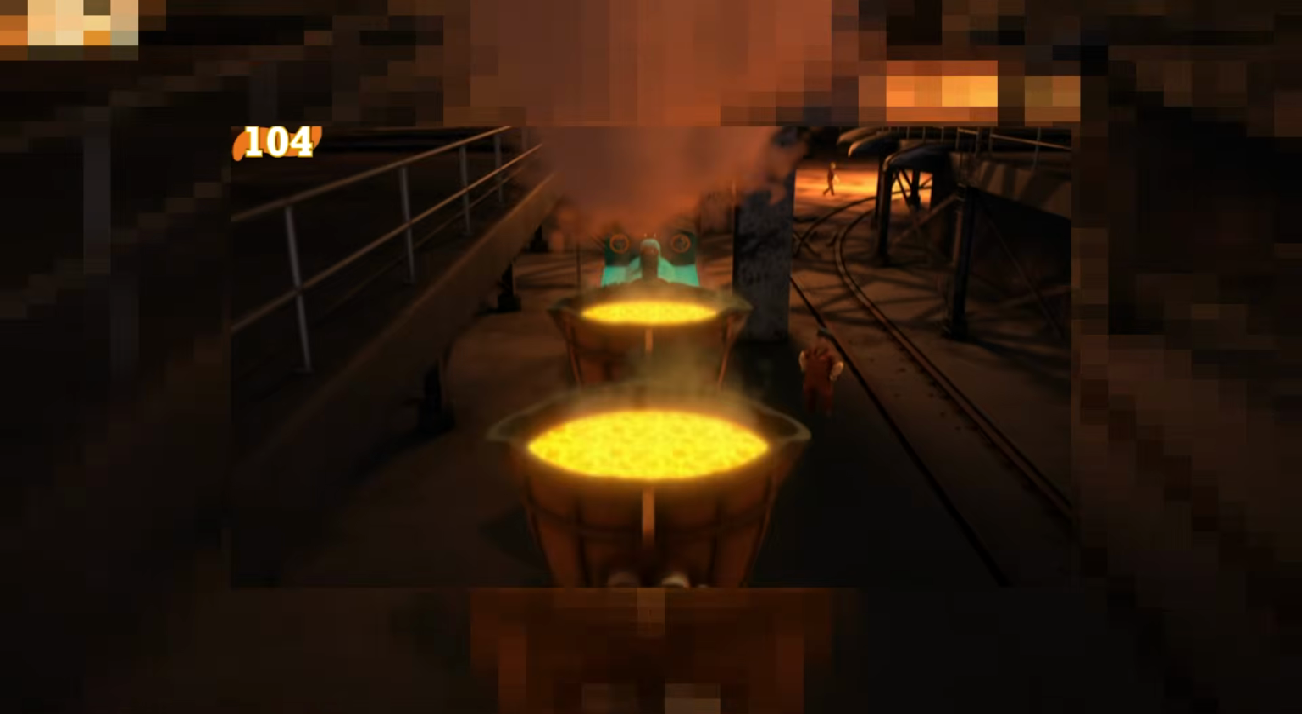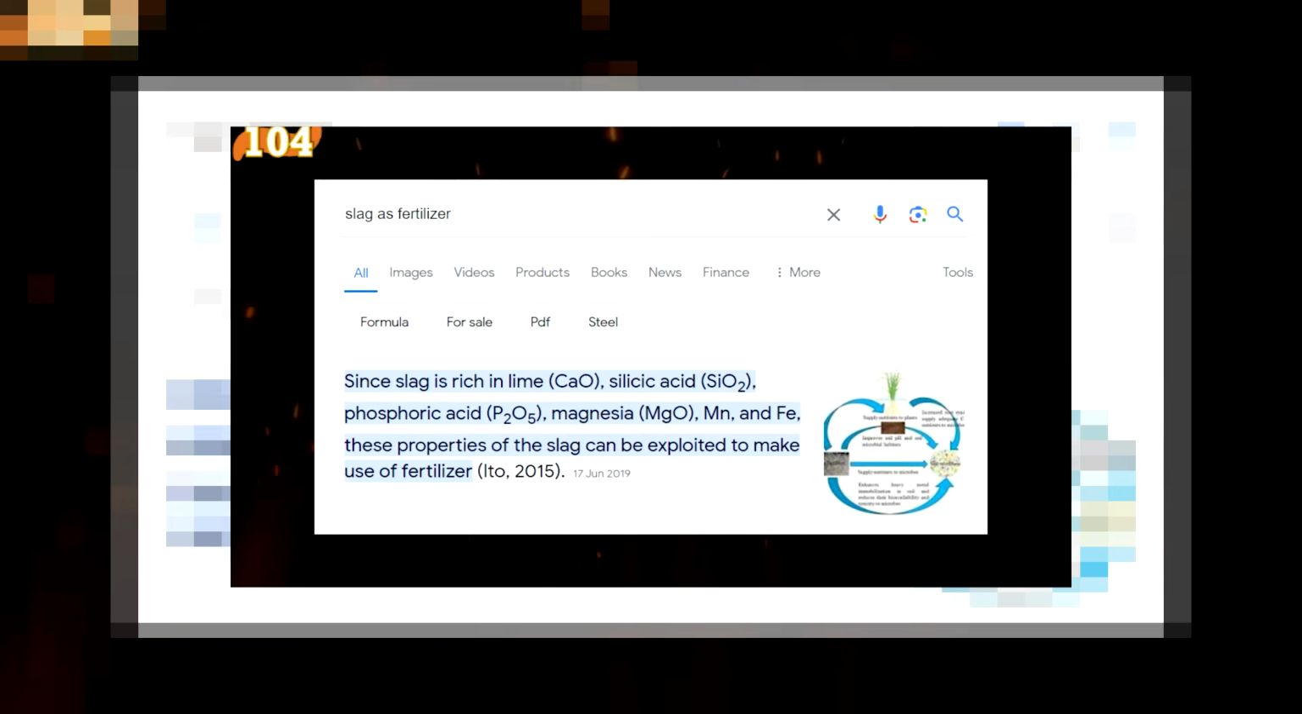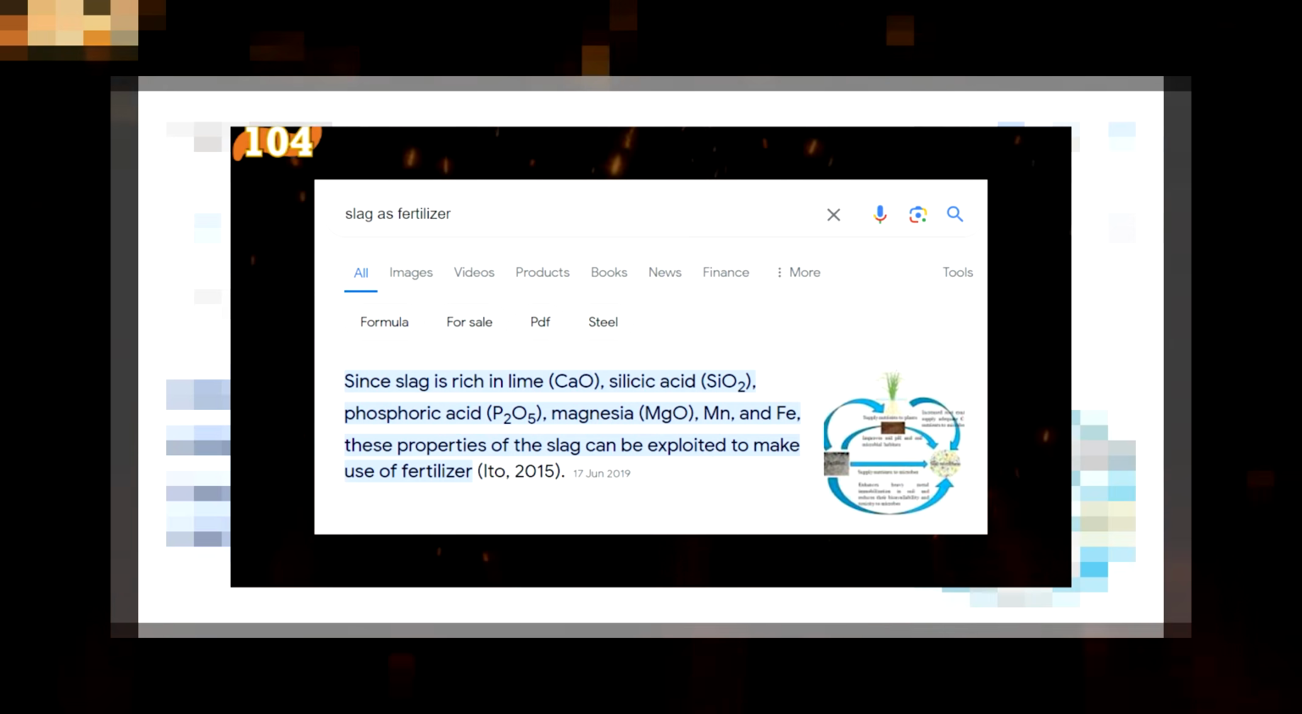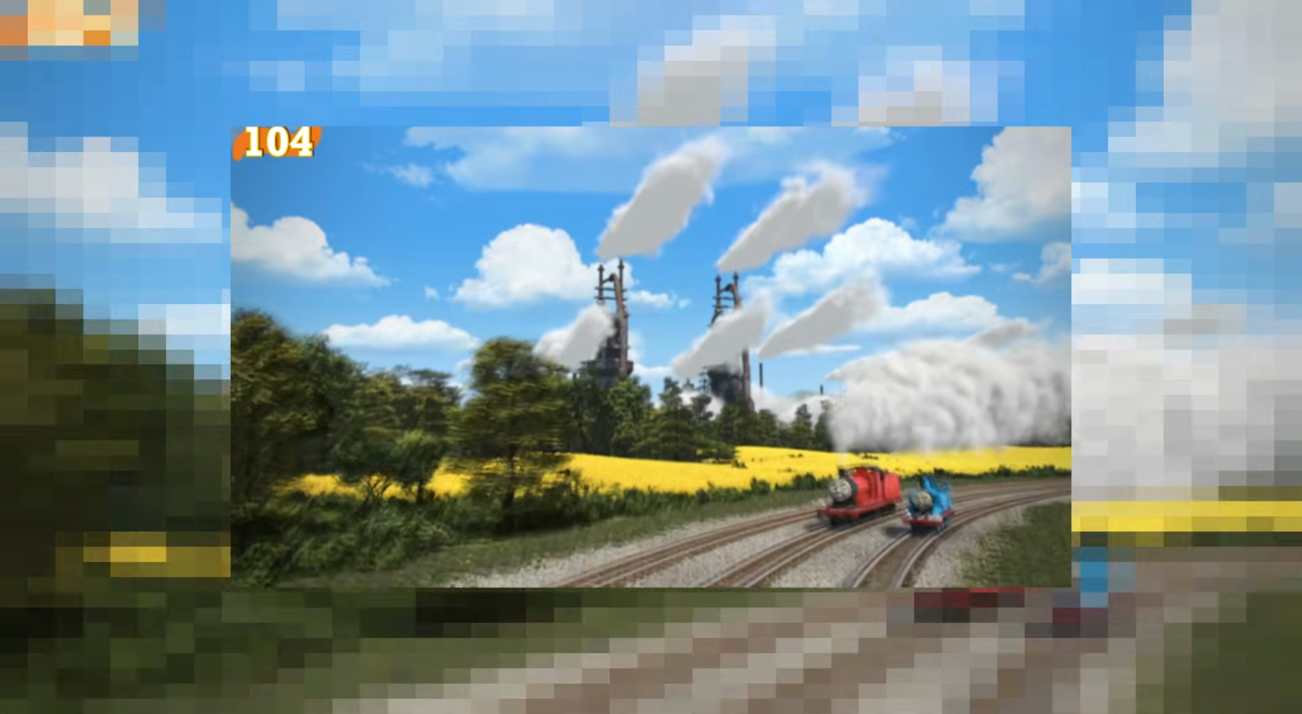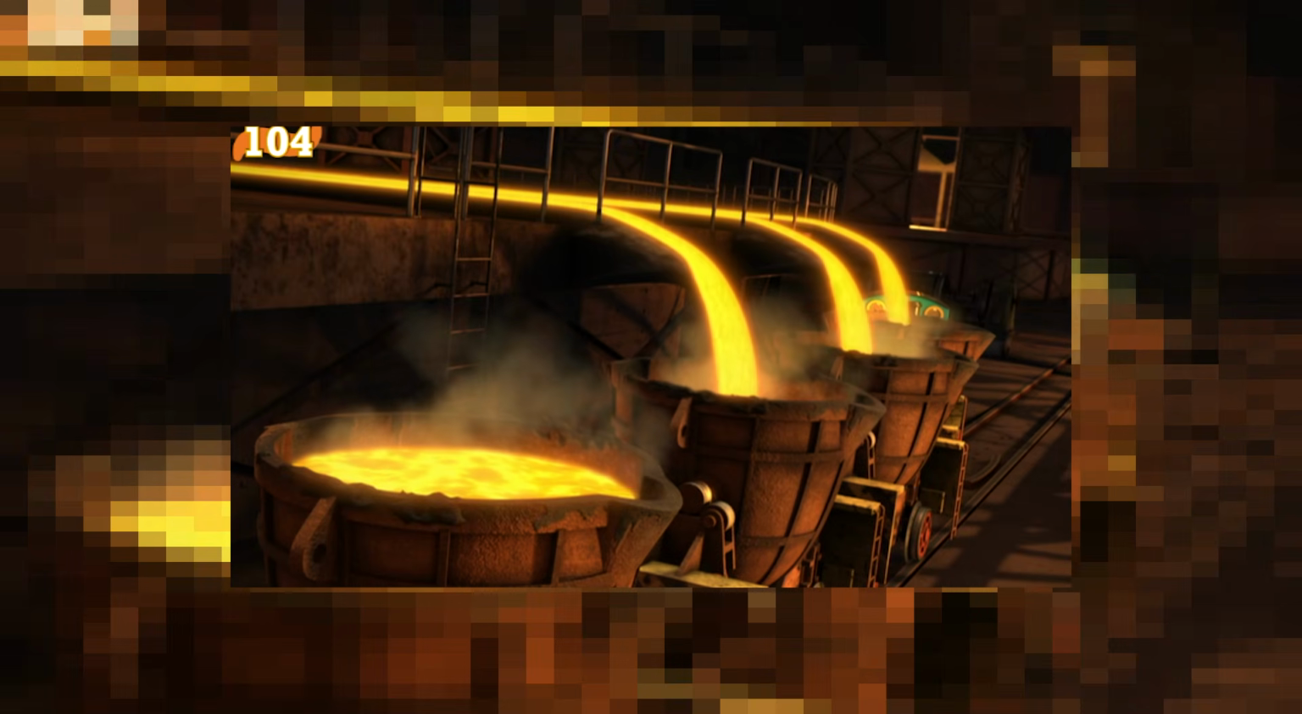The slag, meanwhile, is poured into ladle trucks to be dumped outside on the slag heaps, as it is the waste product from the blast furnace. Although, if I remember correctly, slag has been known to be repurposed for fertilizer for crops, which might also explain why there are fields of crops around the steelworks. Again, Journey Beyond Sodor does not get enough credit for how accurately it portrays the steel industry.